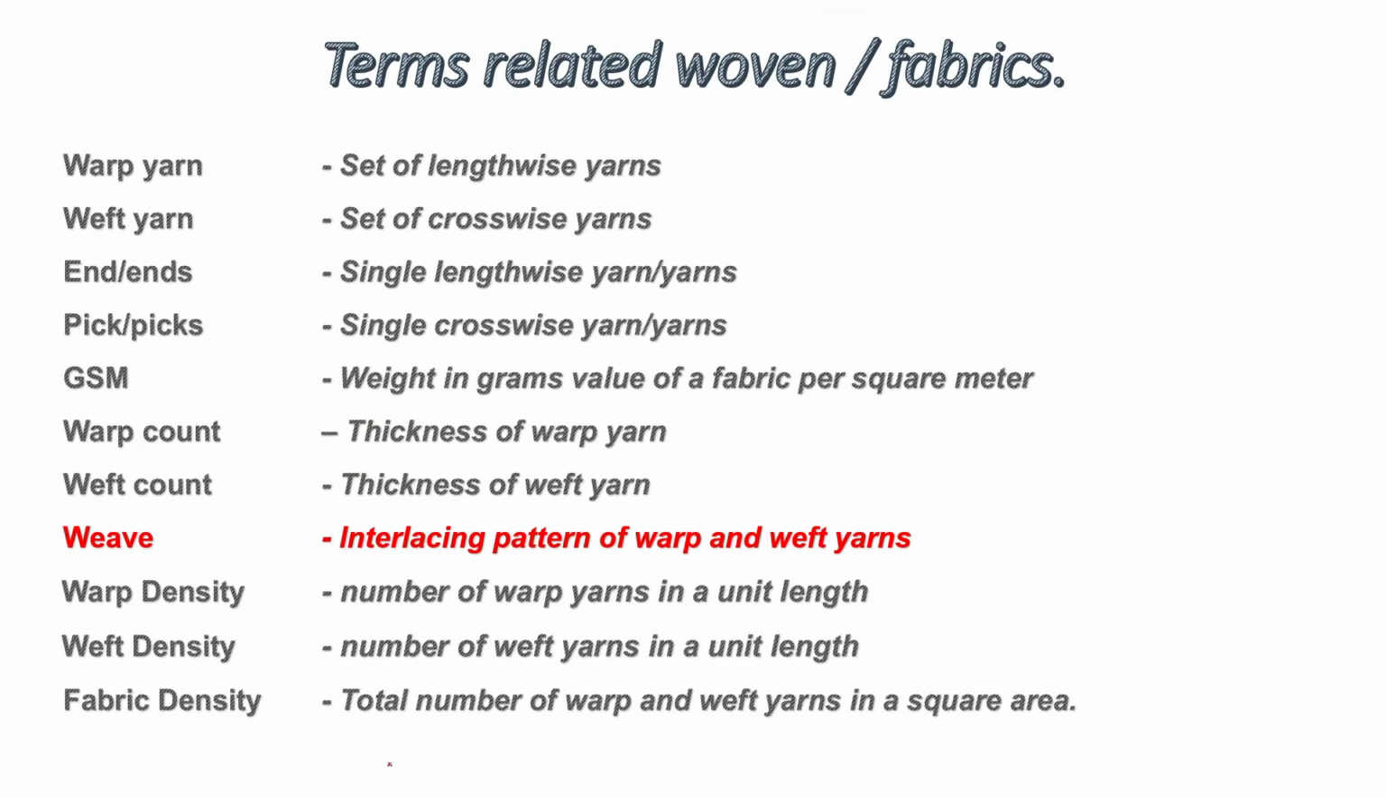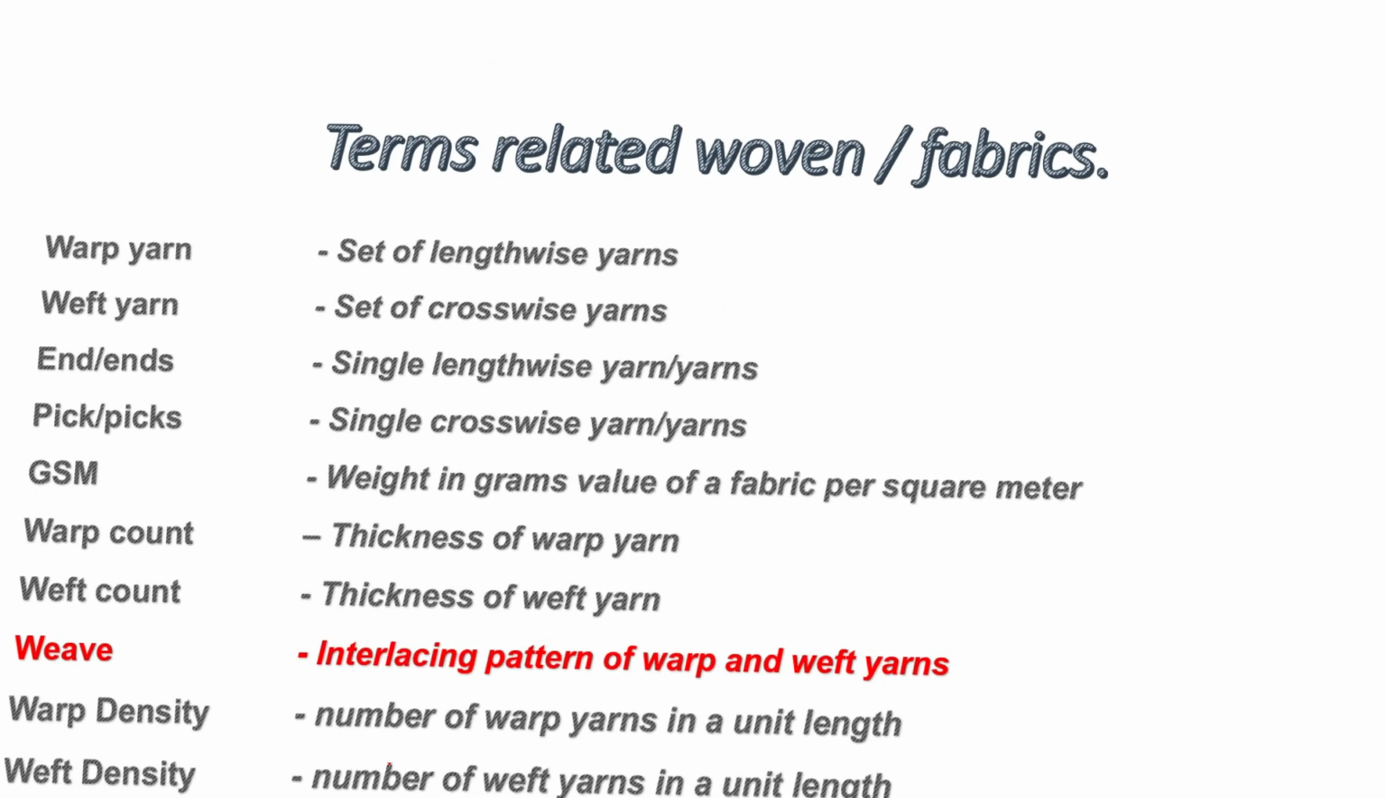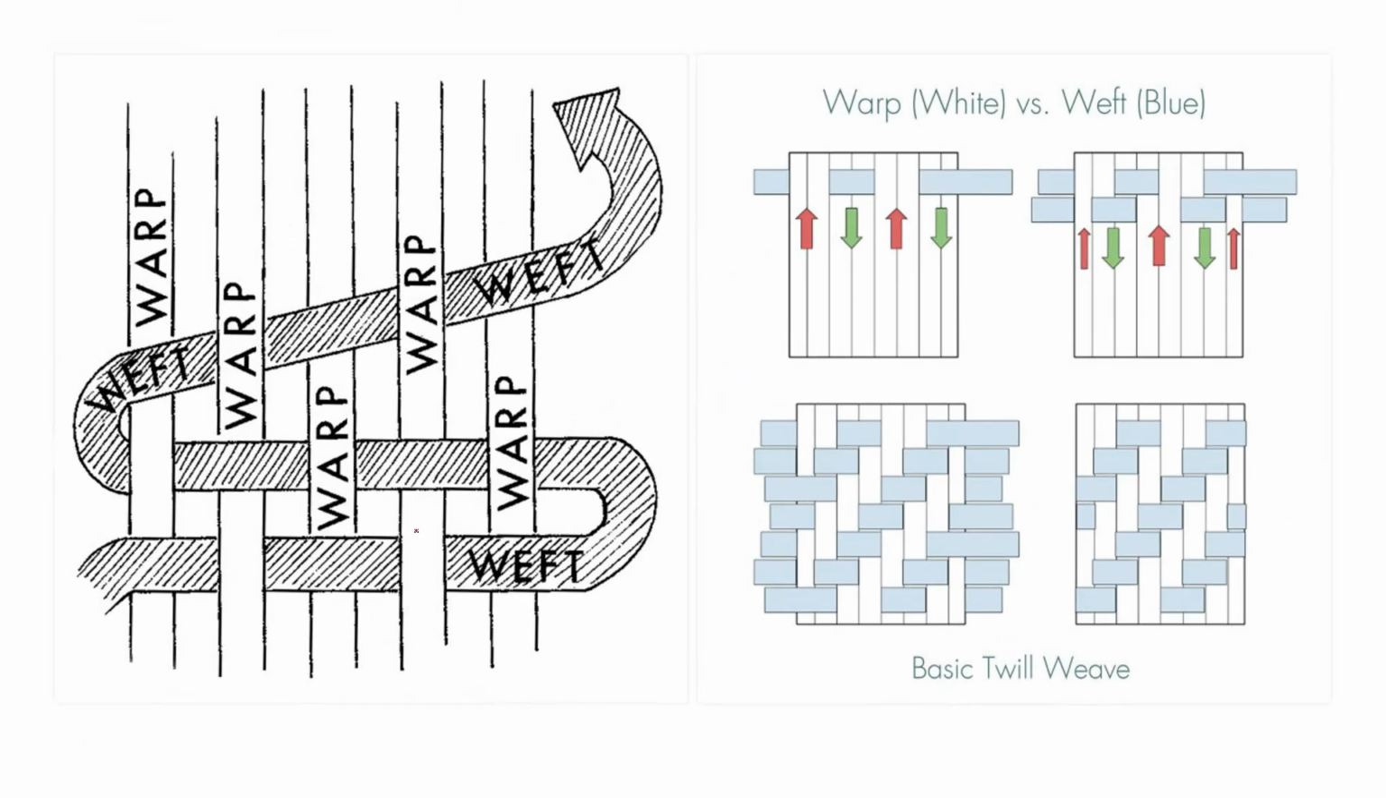Weave means the interlacing pattern of warp and weft yarn. Normally warp yarns are in the lengthwise direction, and weft yarns go up and down like in this image. These points we call interlace points.